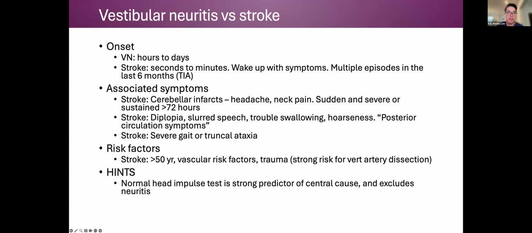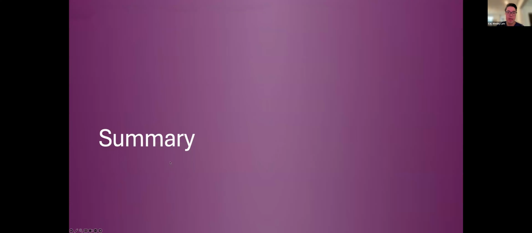So just to summarize, really, you want to rule out central versus peripheral cause. You don't want to miss a stroke, obviously, and you want to see if it's vestibular neuritis. And the history is important. Vestibular neuritis occurs over hours to days, stroke, seconds to minutes, with possible multiple episodes of similar symptoms in the last 6 months. And then associated symptoms, you want to look for headache, neck pain, and then, like mentioned, diplopia, central symptoms here, and then look for risk factors.